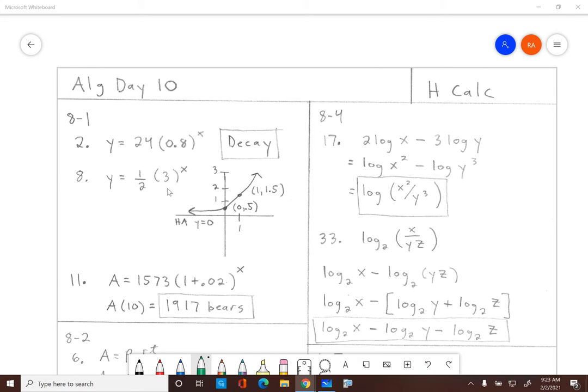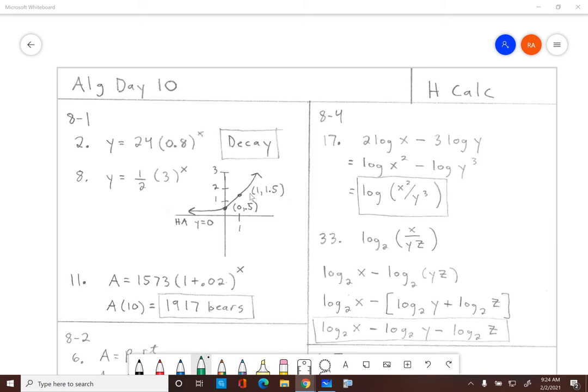Problem 8 just wants us to graph this exponential function, just practicing that again. So our initial amount here is 1/2, because 3 to the 0 is 1, times 1/2, y equals 1/2. So there's that point there. And then when x is 1, this is 3, but then half that is 1.5, and then it keeps going from there. Horizontal asymptote is still y equals 0.